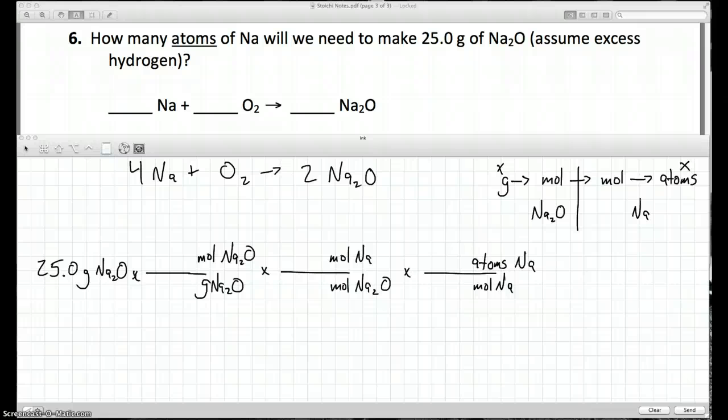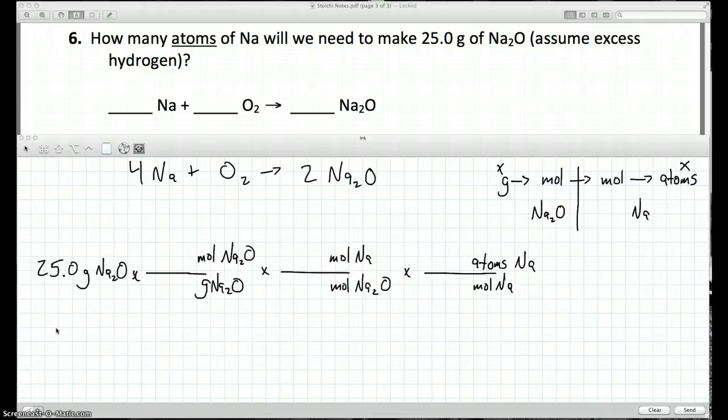So here's the basic setup. We have the balanced equation. I wrote up my roadmap. We're going from grams of Na2O to atoms of Na. And here's what your setup should look like. I haven't filled any numbers in.